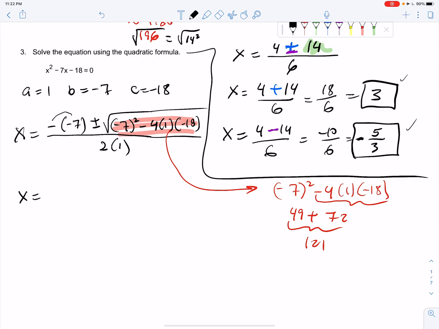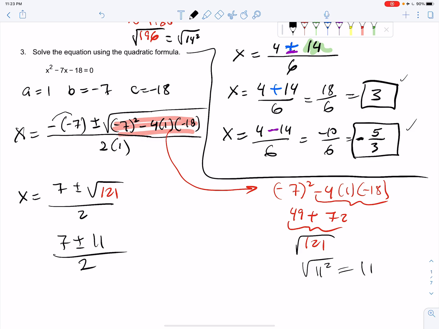I've got the opposite of negative 7, which is just going to be 7, plus or minus the square root of, what was that, 121? Well, 121 is just 11 squared. So the square root of 121, or 11 squared, is just 11. So now we have 7 plus or minus 11 over 2. And now we're almost there.